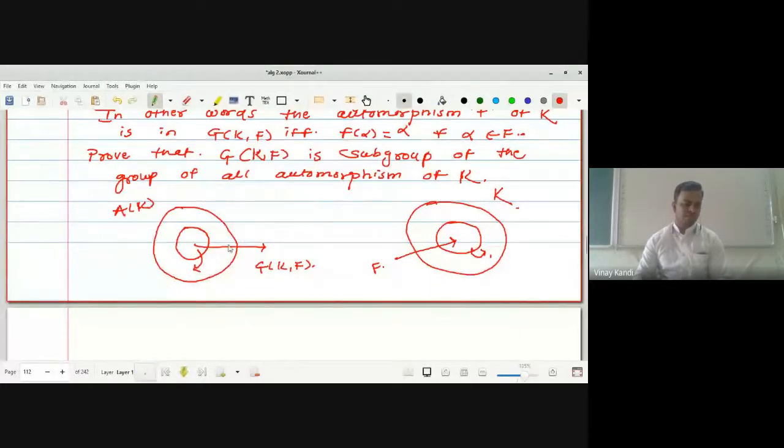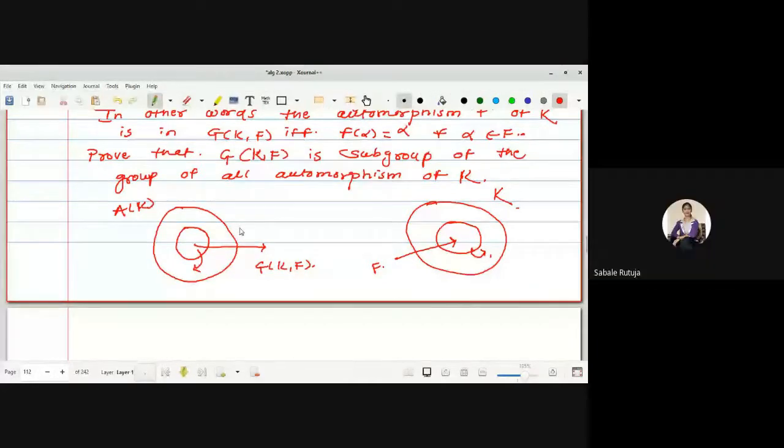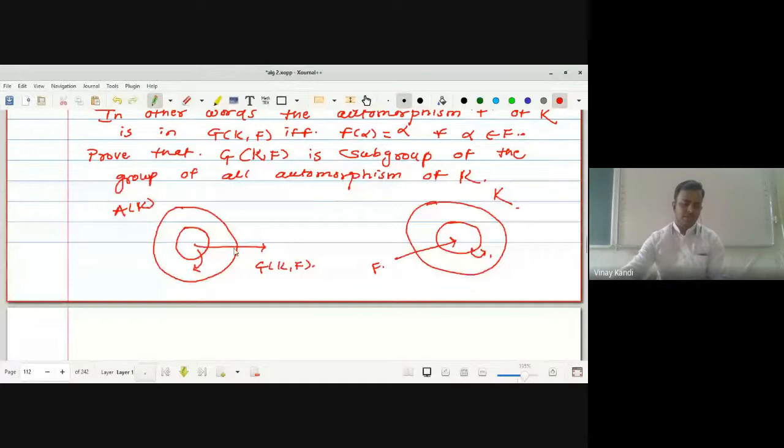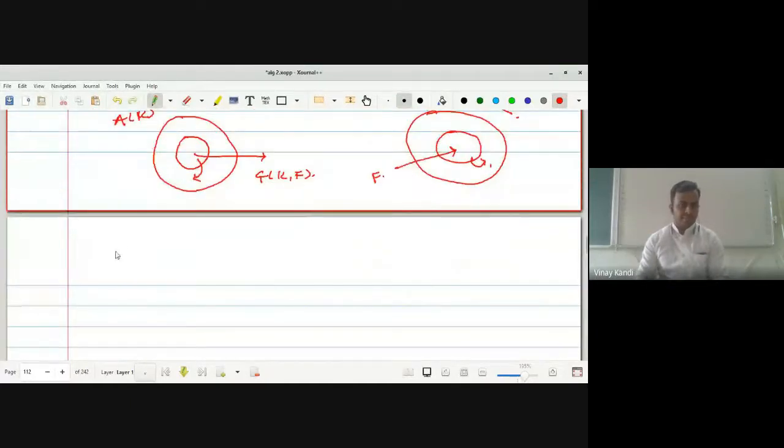So what is the necessary condition to prove a subgroup? If we want to show a subgroup, what do we have to show? If a, b belong to G, then a b inverse belongs to G. And what is the operation here? Composition. So if g and f belong to GKF, suppose these are two elements from GKF, we have to prove that g composition f inverse belongs to this. Now look at the proof.